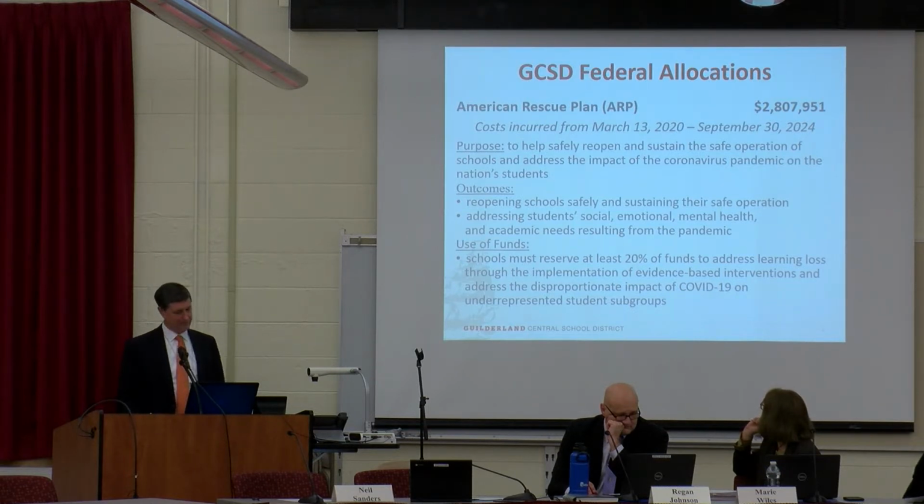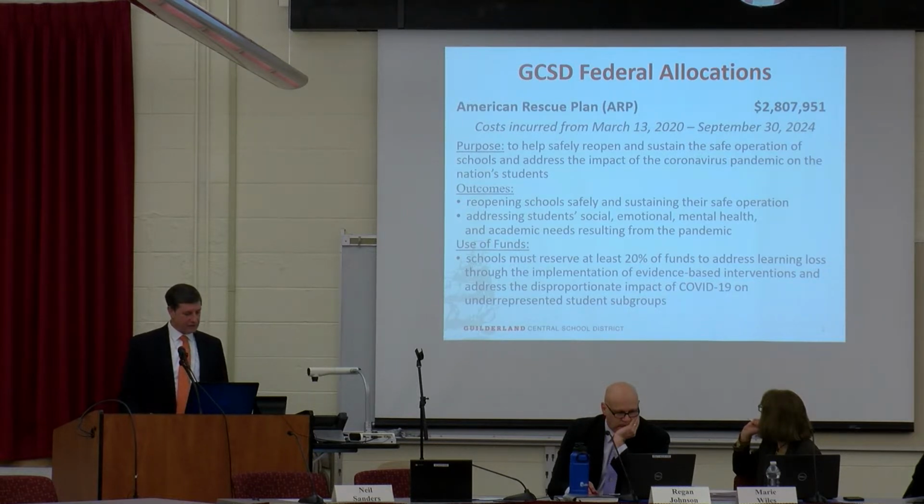So it's kind of post-pandemic as opposed to being in the midst of the pandemic, and really addressing the impact of the virus on the nation's students. So the outcomes that are applied to this allocation: reopening schools safely and sustaining their safe operation. So we're in the midst of reopening and sustaining. Addressing students' social, emotional, mental health, and academic needs resulting from the pandemic.